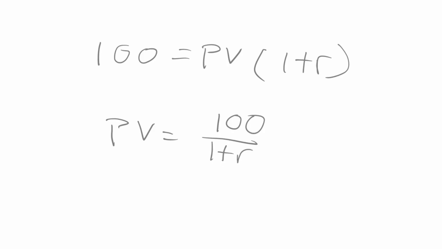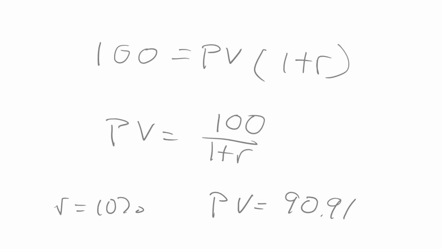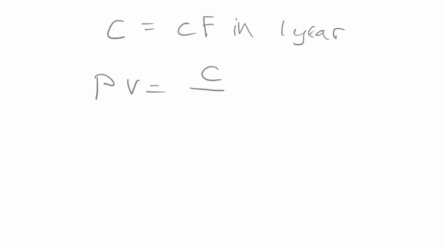So if R, for example, is 10%, my present value is $90.91, more or less. Note that we're bringing the $100 backward in time. So what's our general formula for present value? In general, if we have a cash flow C in 1 year, what's my present value? It's simply C over (1 + R).